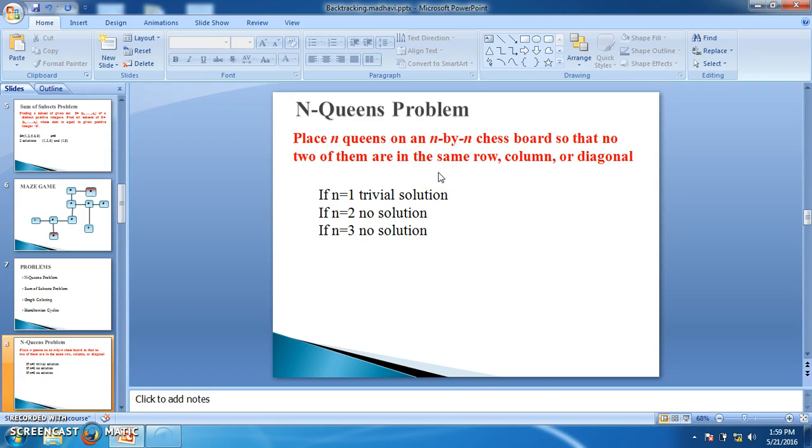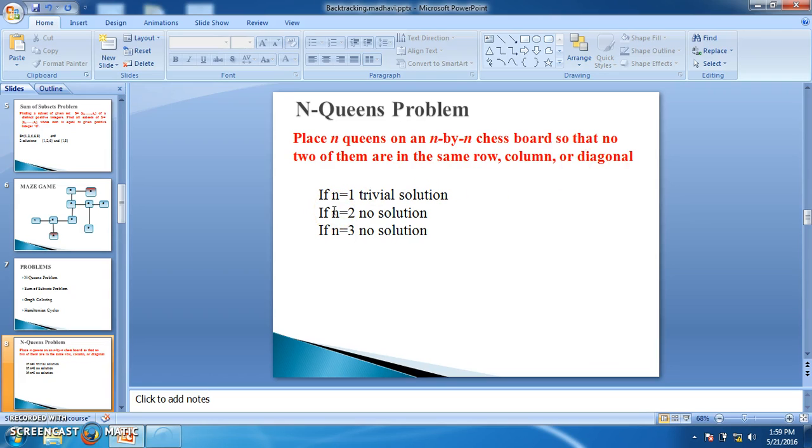Coming to the explicit constraints in this problem, when we place two queens in this chessboard, they should not be in the same row, or the two queens should not be in the same column, or the two queens should not be on the same diagonal. So whatever solution we provide here, the solution has to satisfy these three explicit constraints.